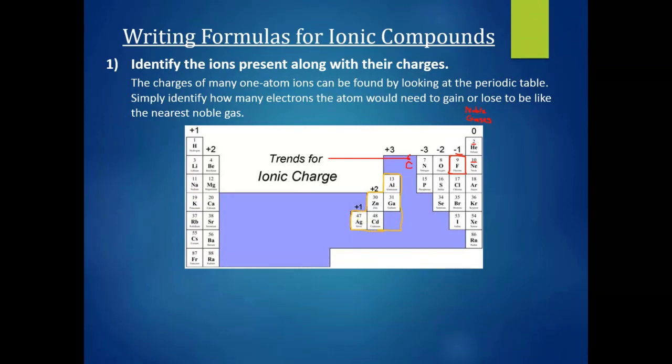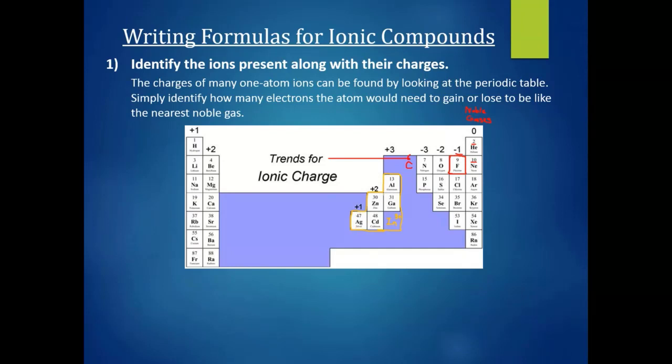Silver is always a +1. Zinc and cadmium are always a +2. And gallium, aluminum, and indium are always a +3. Technically indium might on some rare occasions be able to be a +1, but we're going to say it's always a +3 because that's all you're ever going to have to deal with. So there are 3 +3s, 2 +2s, 1 +1.